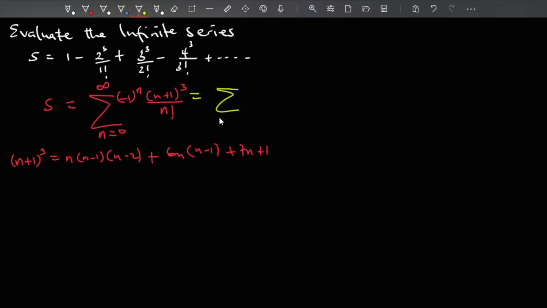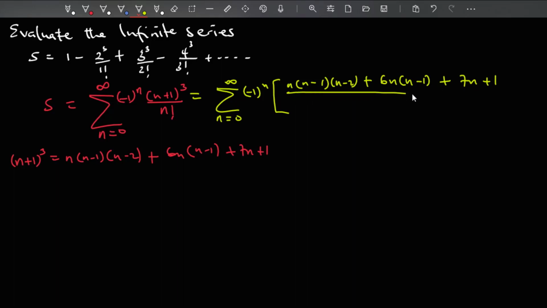So I'll write this as summation from n equals 0 to infinity of negative 1 to the power n. So let's write this here: n into n minus 1, n minus 2, plus 6n into n minus 1, plus 7n plus 1, and you'll see shortly why I'm doing this. So I divide all this by n factorial. Okay, so let's proceed down here.